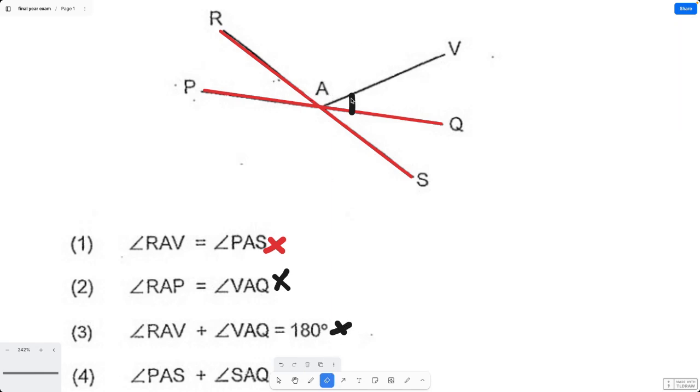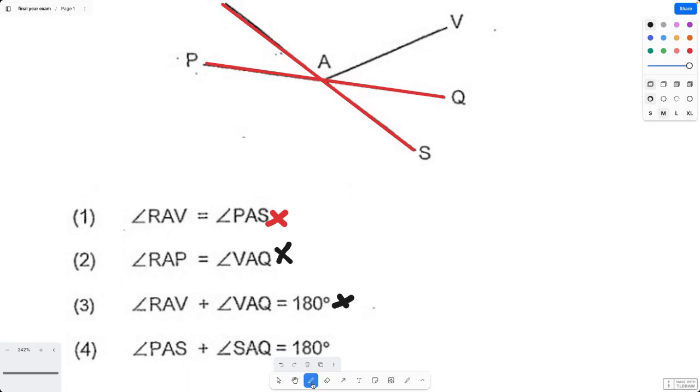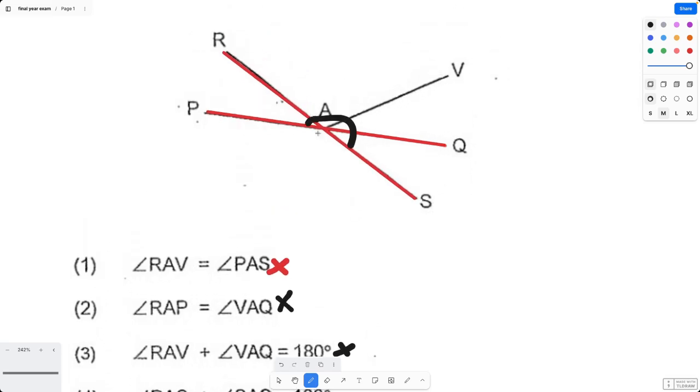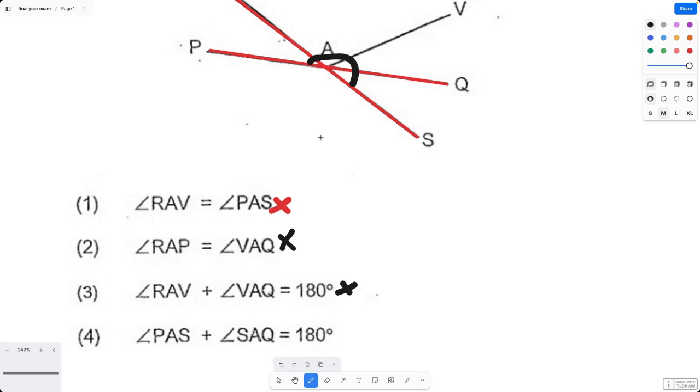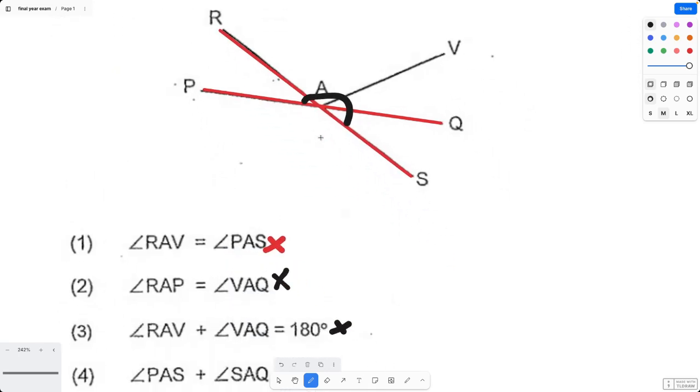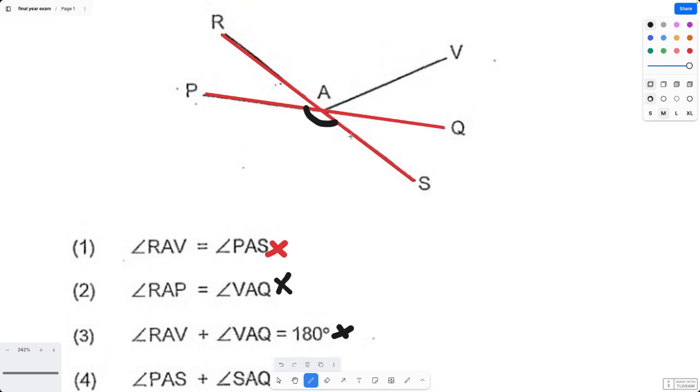Okay, so last one, PAS, right? We have PAS over here plus SAQ. Wait, PAS. Maybe, wait. Okay, all right, so you have P, A, and S. Right, sorry, my bad. PAS over here plus SAQ.